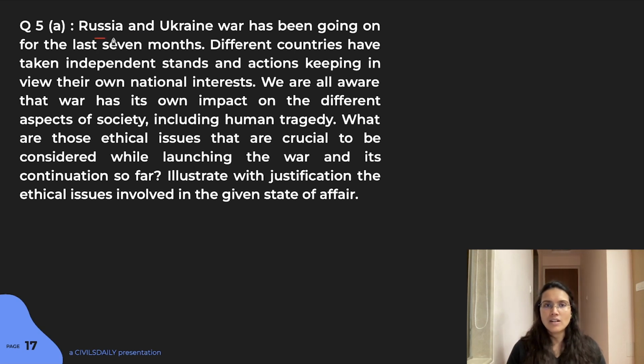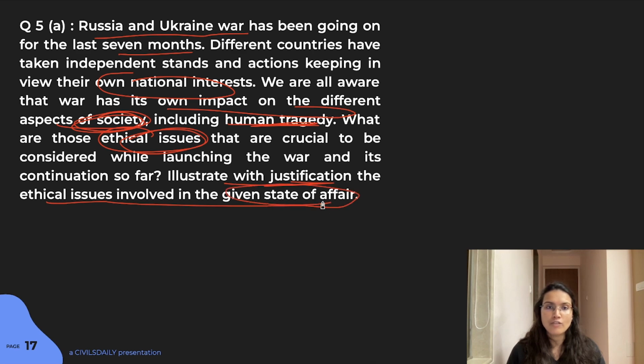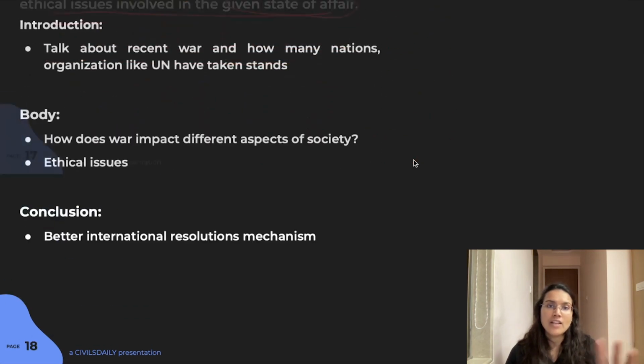Now, the question here is that the Russia and Ukraine war has been going on for the last 7 months, and different countries have taken independent stands and actions keeping their own national interest. We are all aware of how war can have its own impact on different aspects of society, including human tragedy. What are those ethical issues that are crucial to be considered while launching a war and continuing it also? And you had to illustrate with justification the ethical issues involved in the given state of affairs. Again, ethical issues with justification and examples, right? So again, a very big question.